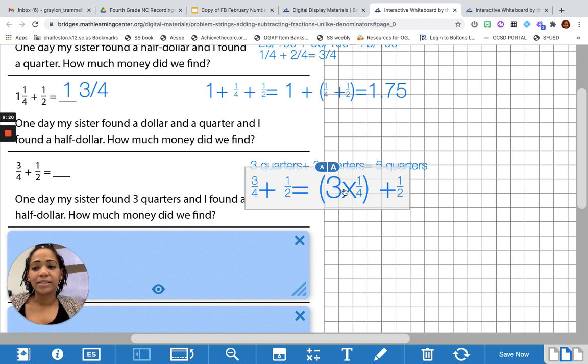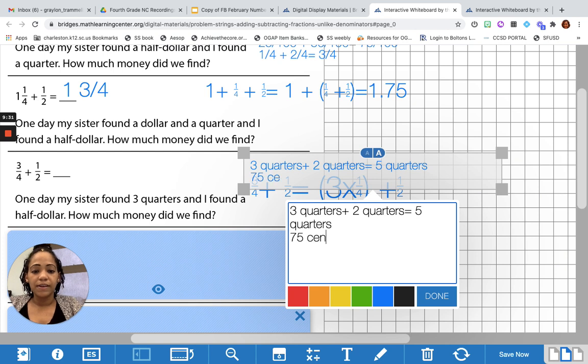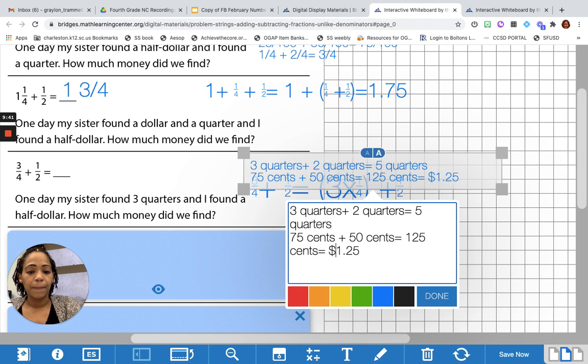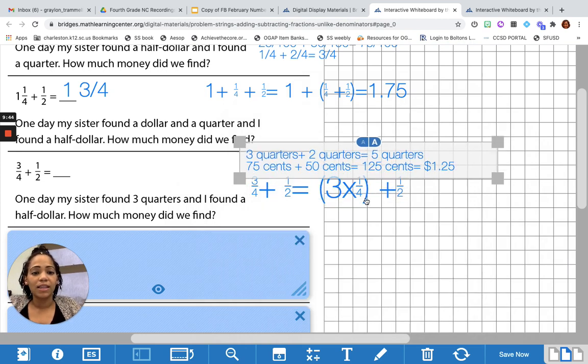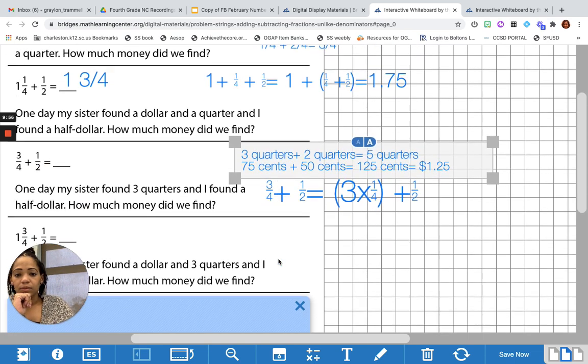So maybe the best thing to do is think about it in terms of quarters. That, or we can break it down into cents. 75 cents plus 50 cents equals 125 cents, which is the same thing as $1.25. That is how much money they found. So really breaking that up into a multiplication problem wasn't very helpful. So maybe we should not have done that. Let's look at the next one.